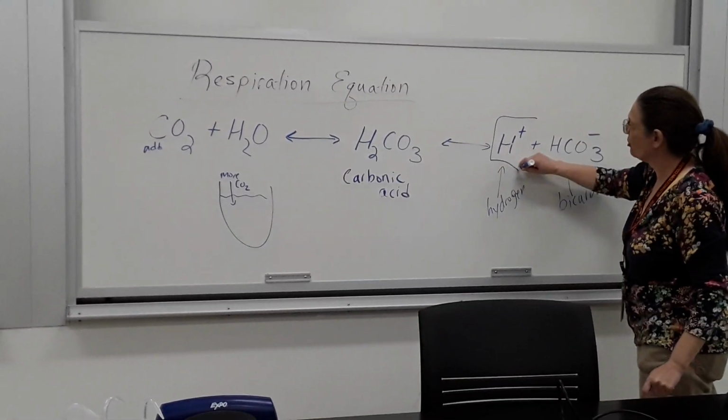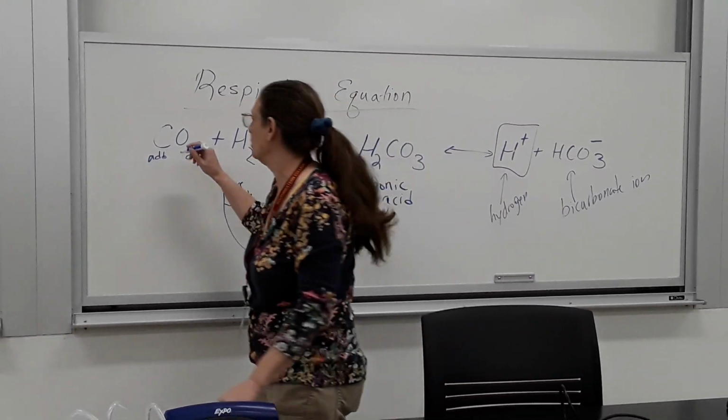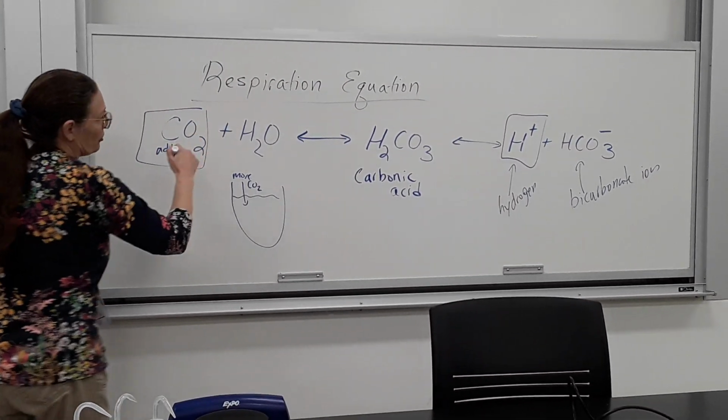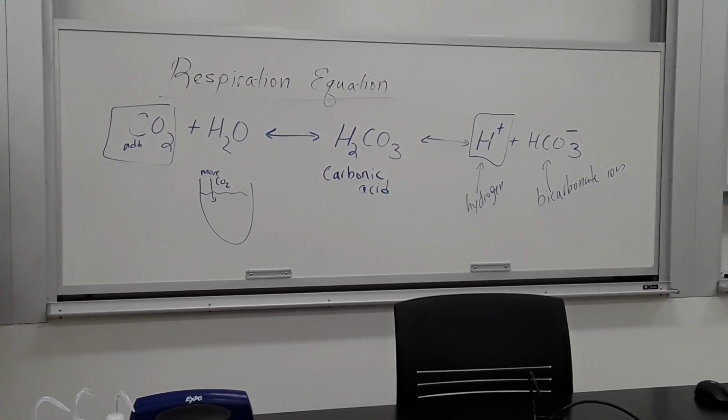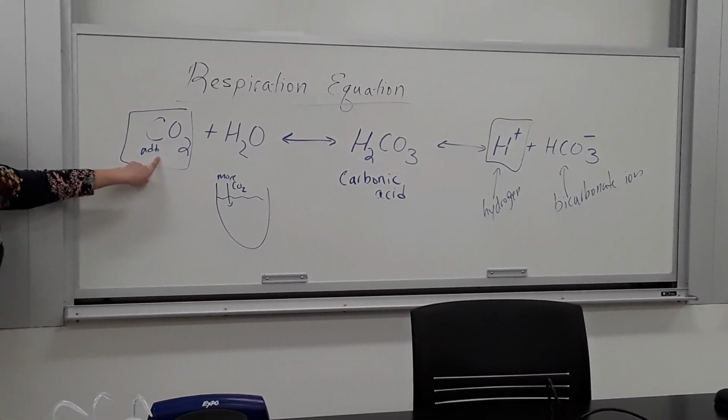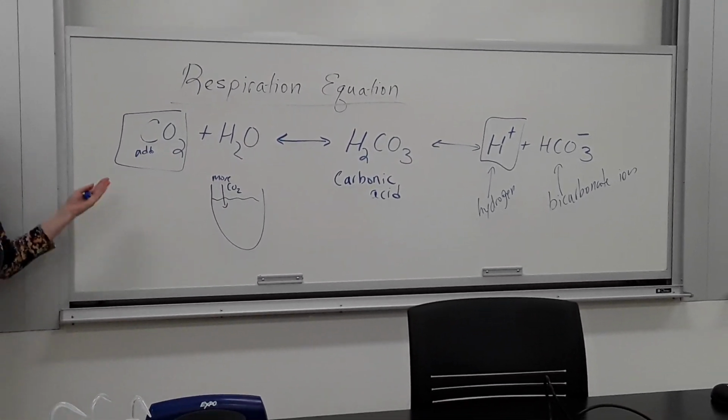And whenever you add carbon dioxide to a solution, like blowing into it, as you're blowing the carbon dioxide into the solution, those free hydrogens will begin to appear. And the more CO2 you add, the more free hydrogens you get, because they remain in equilibrium.